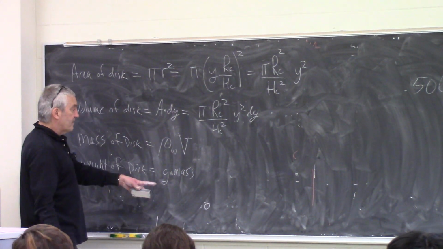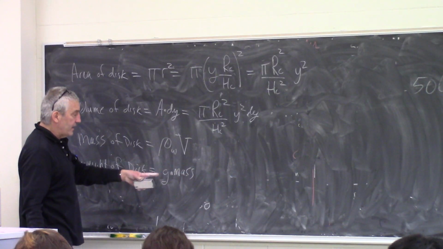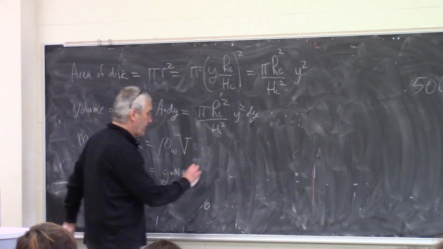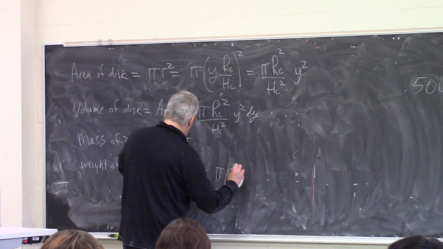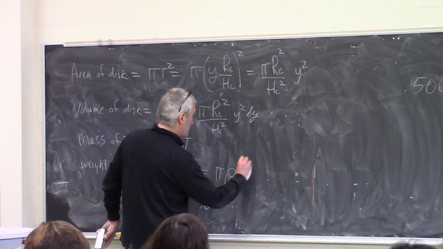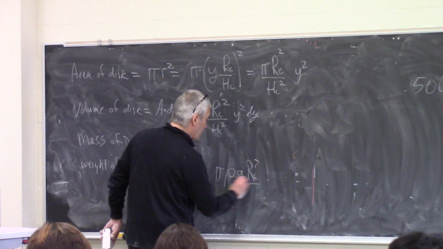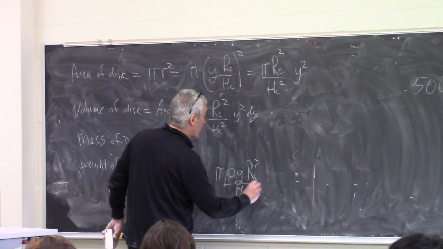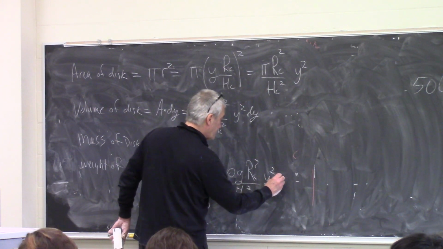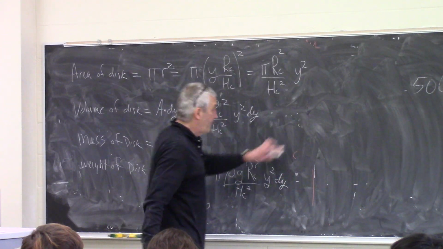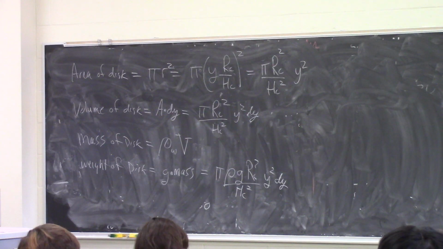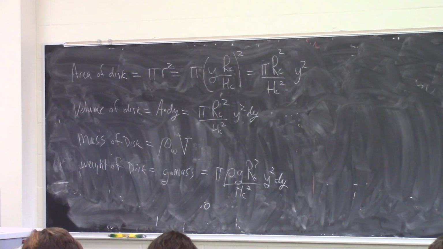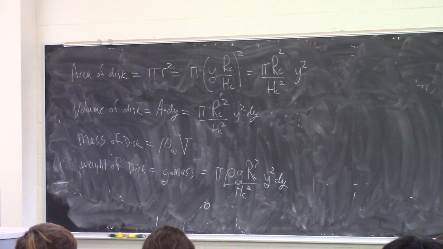So I'm going to put these together. I'm going to have a rho and a g tacked on in front of that. So I'm going to have pi times rho times g times Rc squared over Hc squared y squared dy. That's the force, that's the weight of that disk. So that's how much force it takes to hold that disk in place or to move it.